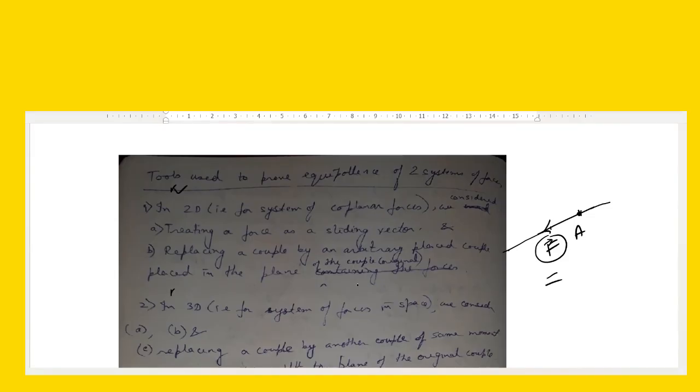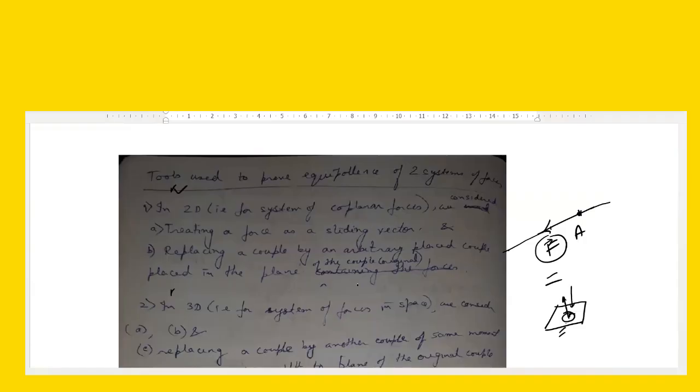Next, suppose a couple is given in a plane. Let me first consider the case where your couple is in this plane. That means two forces are acting, and whatever rotational movement it is trying to produce, you can think of as some screw rotating either into the plane or out of the plane. So this is the plane of rotation. I can say that is the plane of the couple.